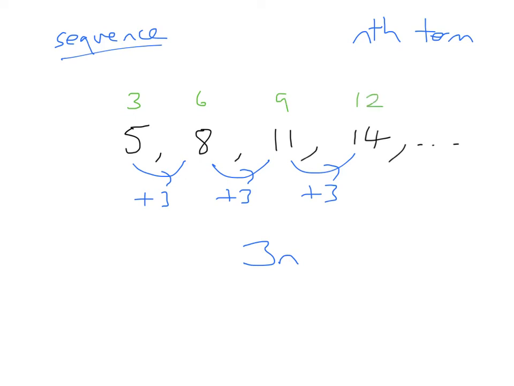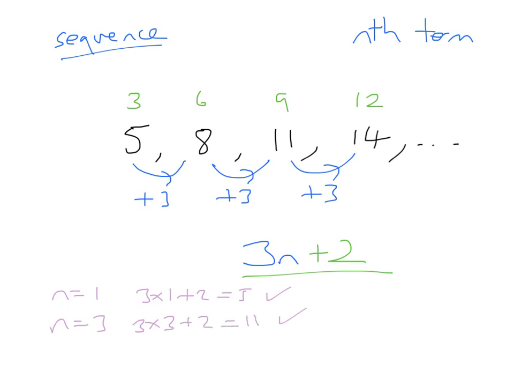Is there anything you notice? That's right, Matthew. The numbers in the black are all 2 bigger than the 3 times table. So our sequence is the 3 times table plus 2. Let's just check it. When n is 1, 3 times 1 plus 2 is 5. That's okay. Let's try n equals 3. 3 times 3 plus 2 is 9 plus 2, that's 11, and that works. Brilliant. All done.